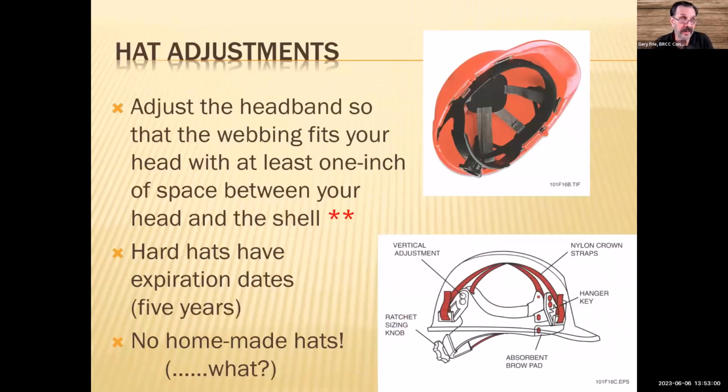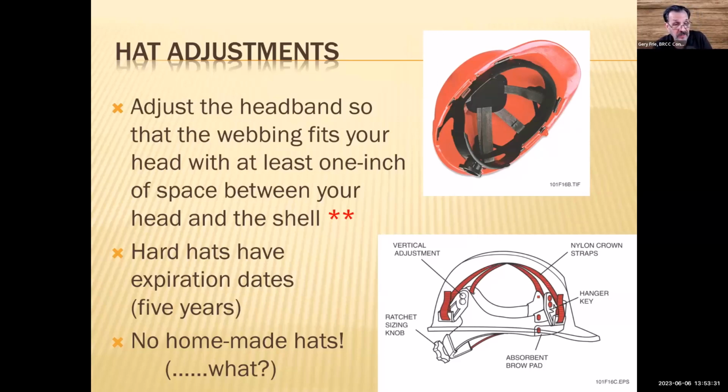Hard hat adjustments. You've got a suspension system in your hard hat where you should have at least 1 inch of space between your head and the shell. So you see that's a testable point there with those red asterisks. So 1 inch space above you. Without that suspension system, the hard hat really gives you no protection. You can put that hat on and smack yourself with a wrench on top of your head, and you'll feel that come through the hat pretty well. So you've got to have the suspension system installed.